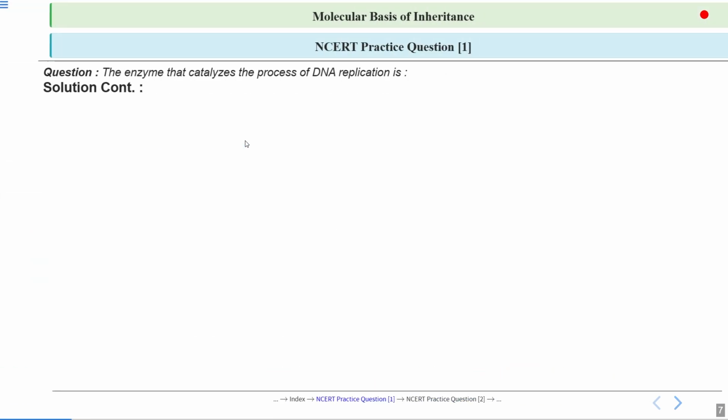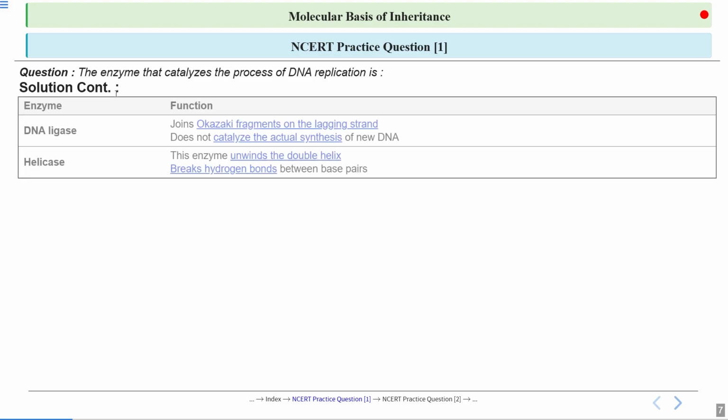DNA ligase was one of the options. DNA ligase joins the Okazaki fragments which are produced on the lagging strands. It makes phosphodiester bonds between the DNA fragments. Then helicase unwinds the DNA double helix by breaking the hydrogen bonds between the nitrogenous base pairs.